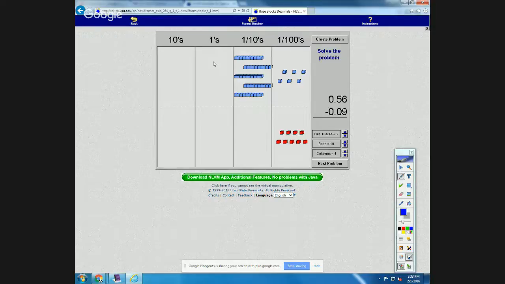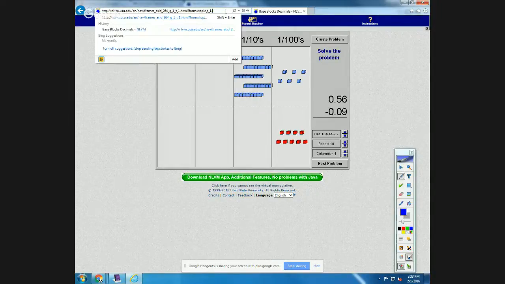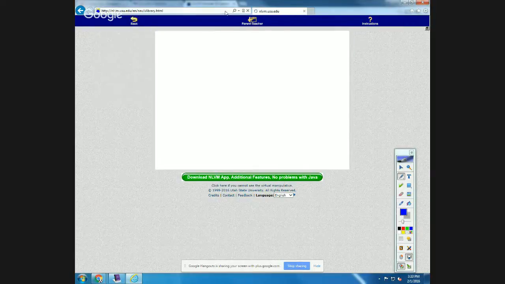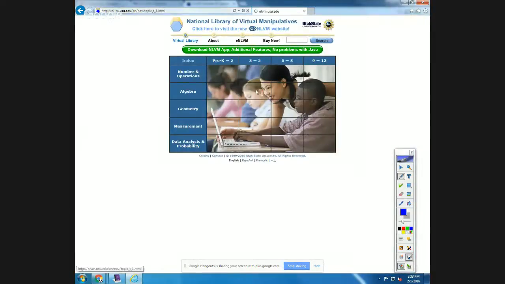Oh, this is giving me problems to solve. That is not what I wanted. Click the wrong one. So, pick a different one. It's an interesting way to look at it, though. Yeah, so I'm going to grab the base 10 blocks and I'll let you guys play in just a minute.